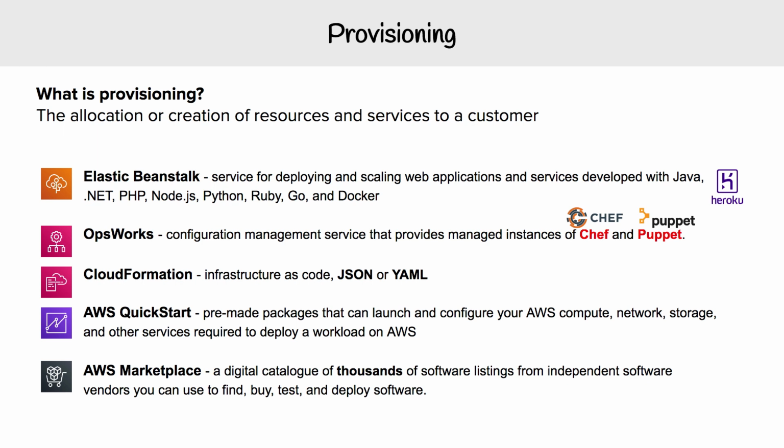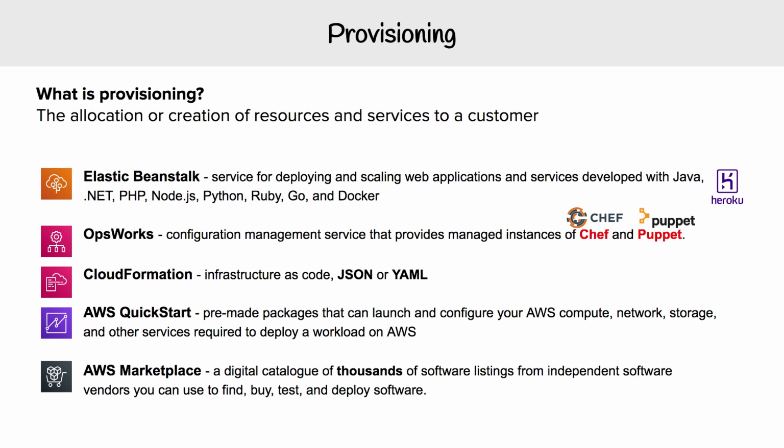Moving on to AWS Marketplace. This is a digital catalog of thousands of software listings from independent software vendors where you can find, buy, test, and deploy software. Okay, and so generally you're going to be using the marketplace to buy managed EC2 instances.